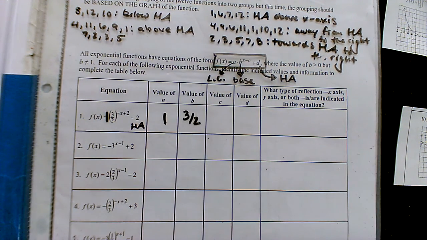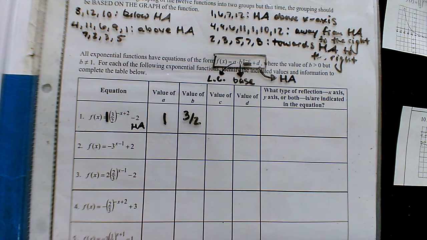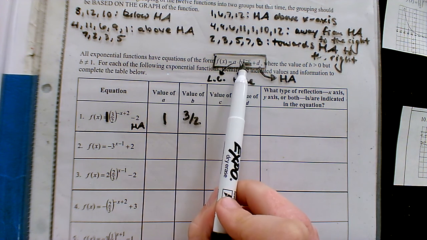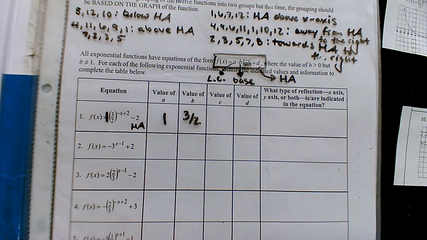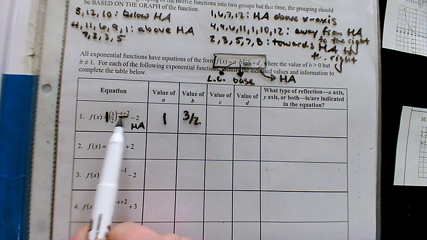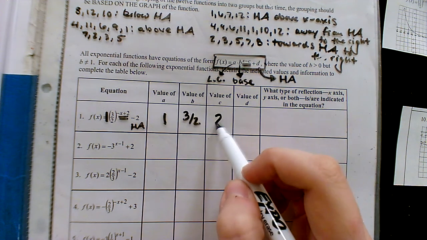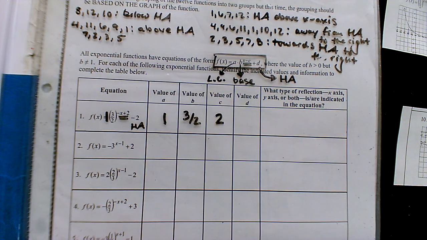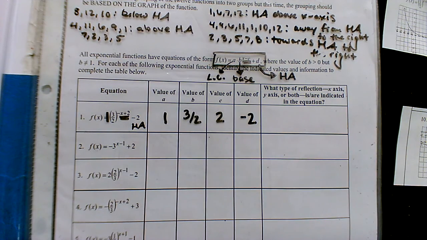All right. Now the value of C, I know C is coming from the power spot, but notice how if you were to plug in C for this x, it would make the power 0. I want you to maybe think about it that way. What number can you plug into this power that would make it 0? 2. Okay, that's our value for C. And our value for D is -2, and we said that's our horizontal asymptote.